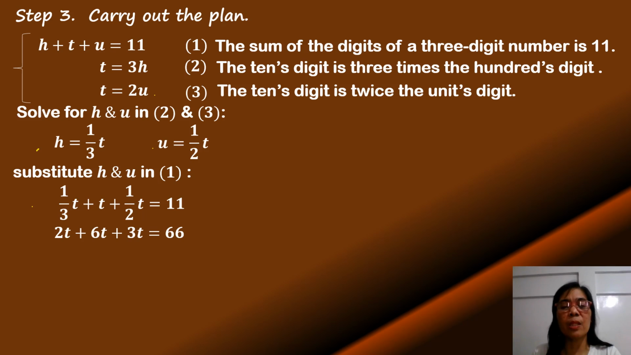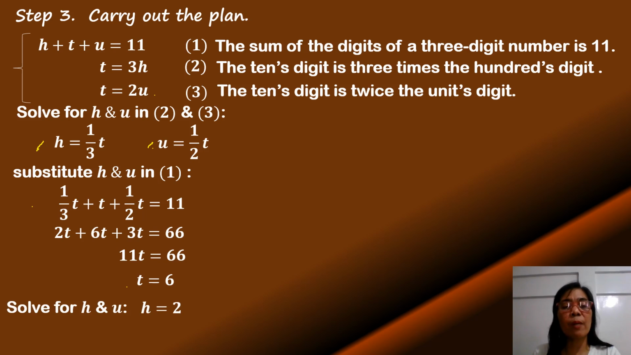6 times 1/2 t is 3t, that is equal to 11 times 6, which is 66. So further, we combine, we simplify. 11t is equal to 66, or t is equal to 6. So having this value of t equal to 6, we are now ready to solve for the value of h and the value of u.